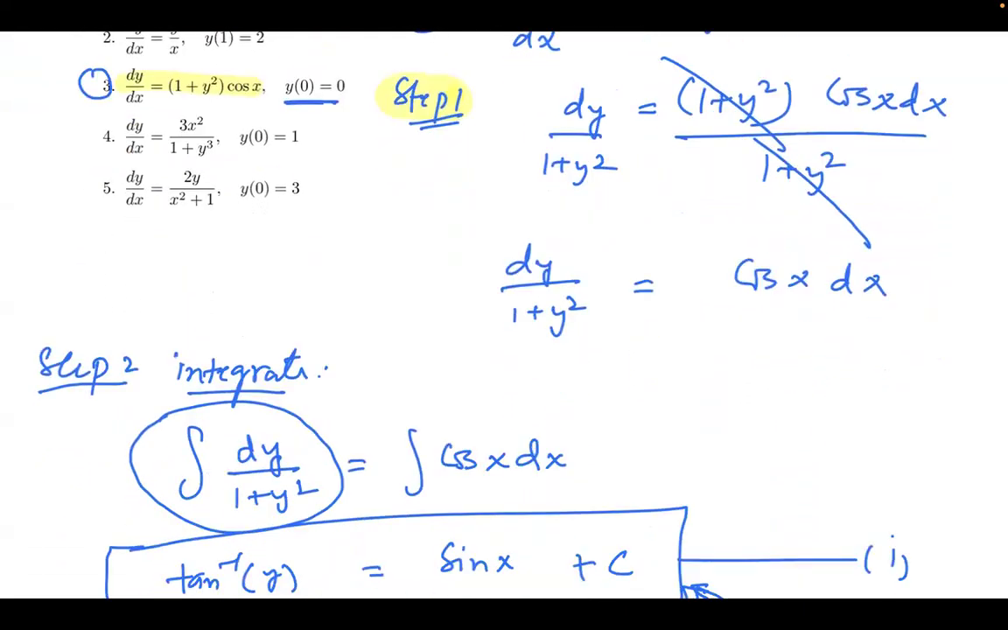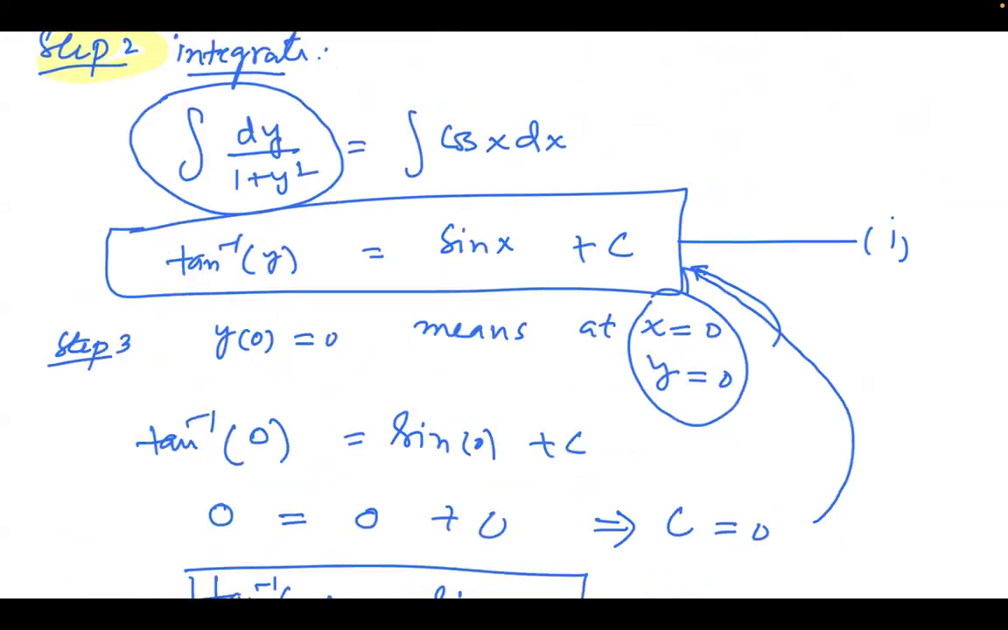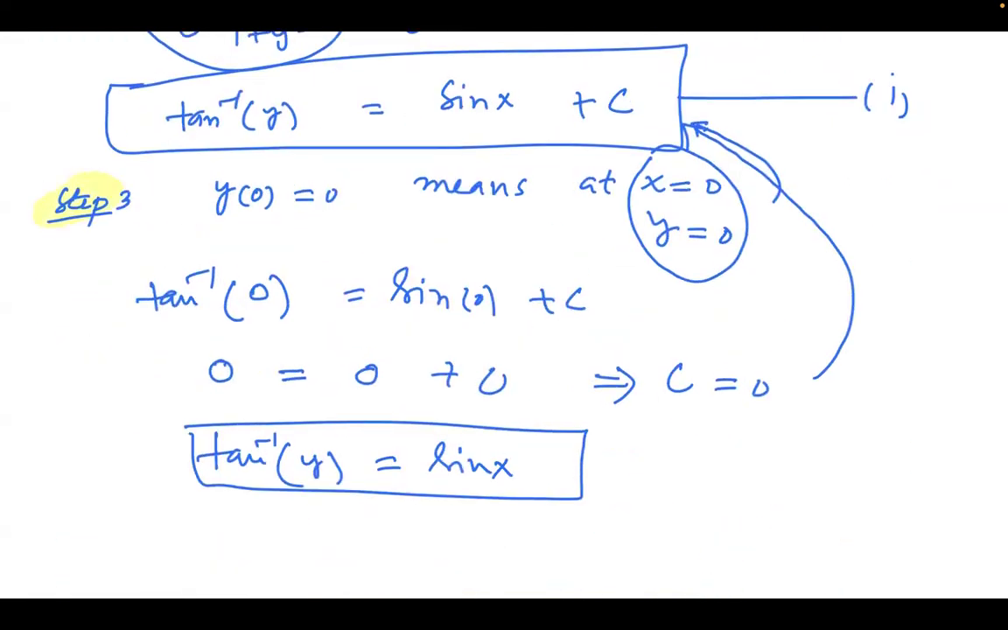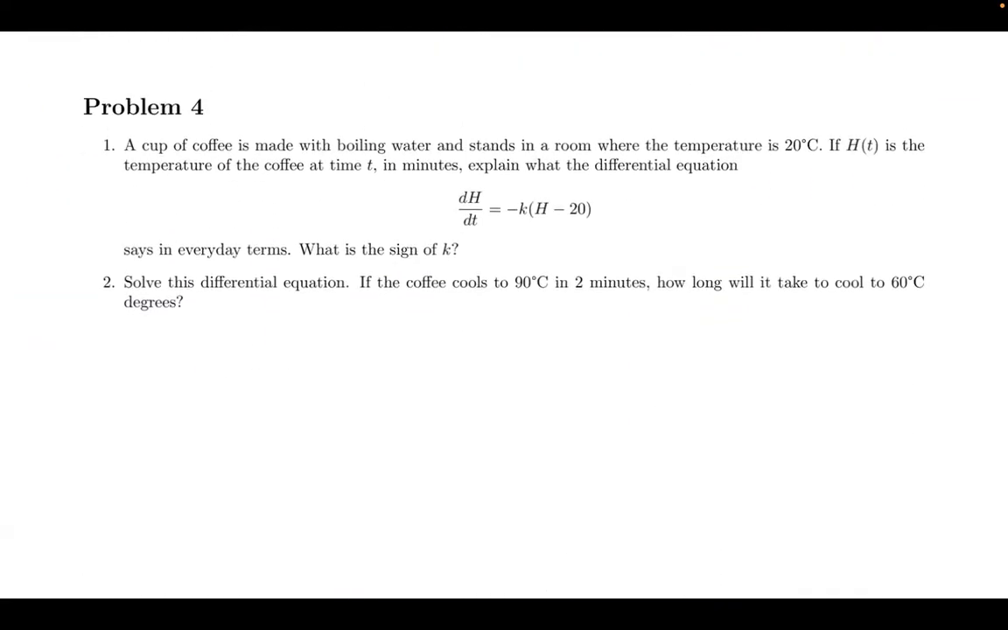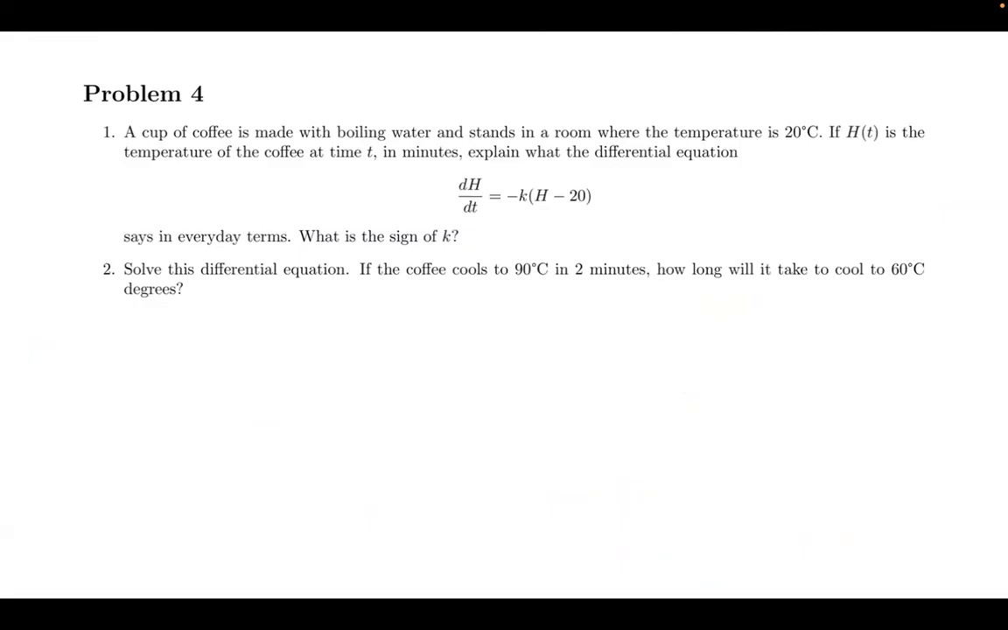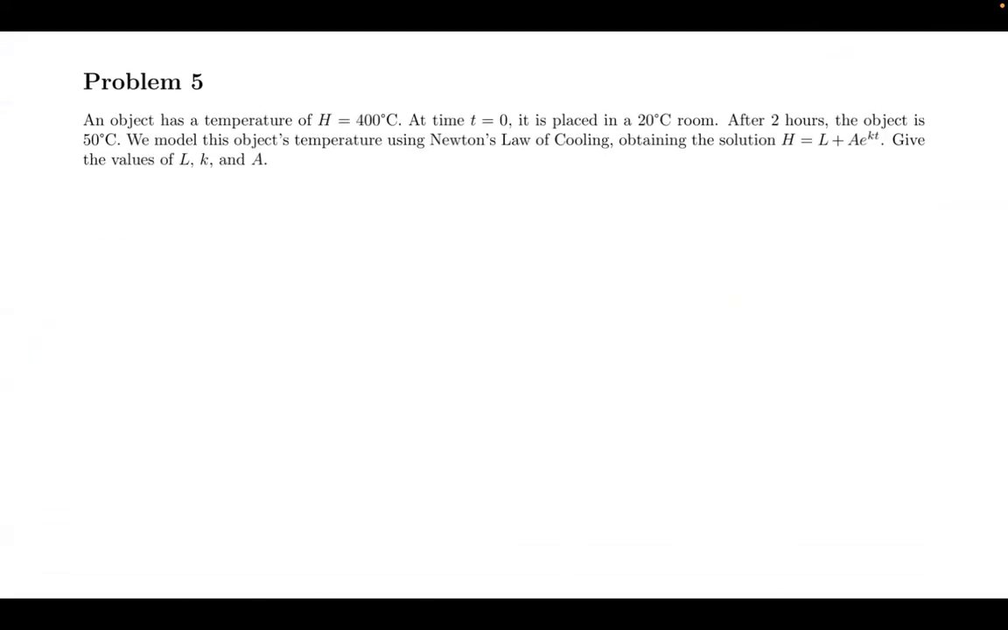Step 1 you separate, step 2 you integrate, and step 3 you find the value of the constant. But in this case the value of the constant is 0. It may or may not be 0. Okay, so let's go ahead. I have this question about, like you can see here, this equation, this is about Newton's law of cooling or warming. So, and also problem number 5 is similar to this.